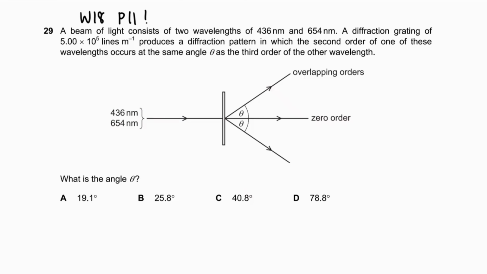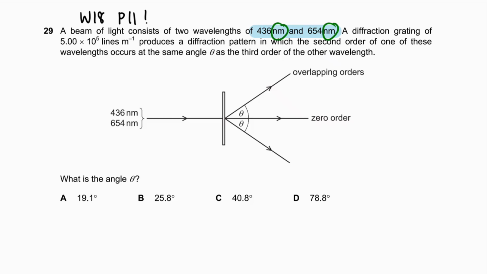A beam of light consists of 2 wavelengths of 436 nanometer and 654 nanometer. So 2 things to be aware of here. First thing, there's 2 wavelengths, of course, and the second thing is the unit. The unit is in nanometer. So when you are going to calculate later, and if you were to use wavelength in your calculation, make sure you convert nanometer to meter.